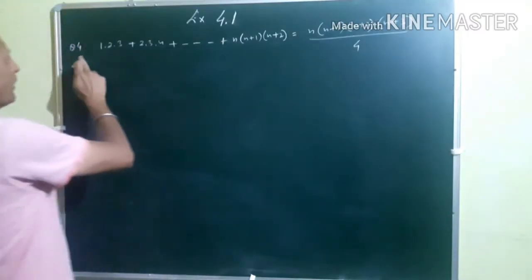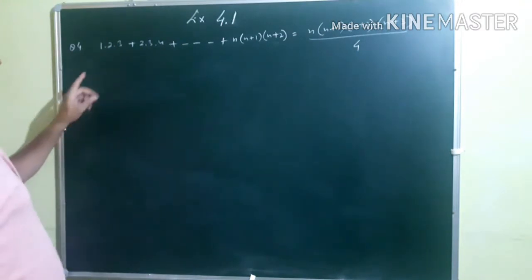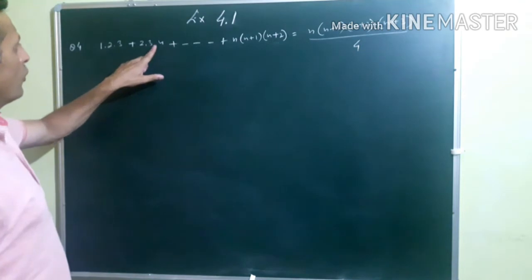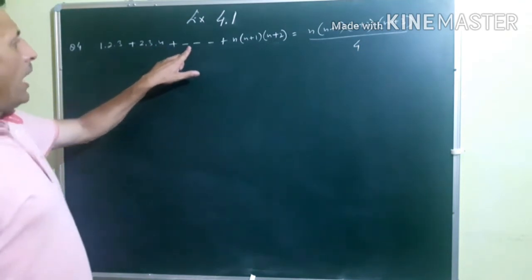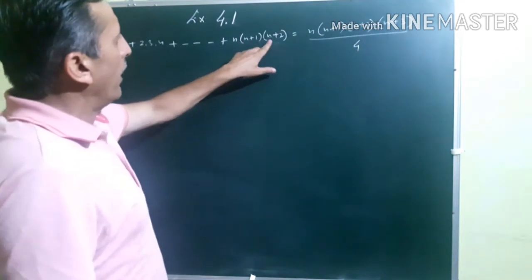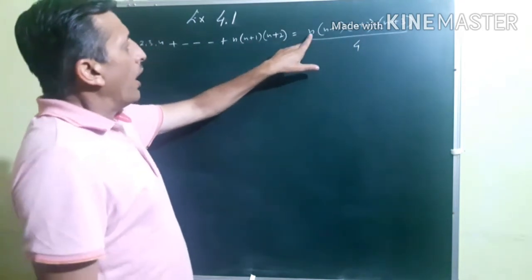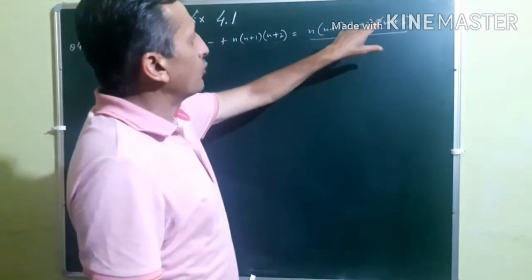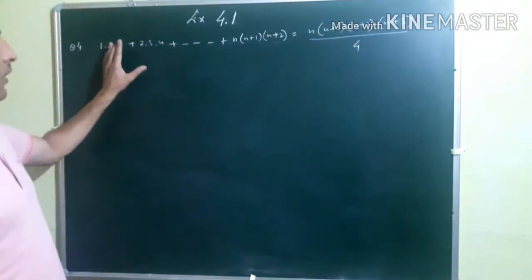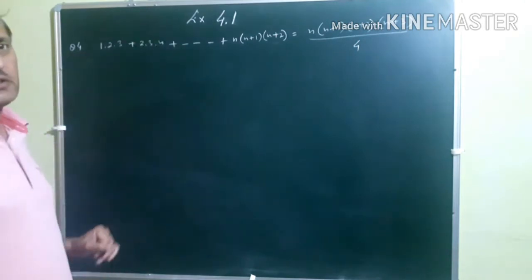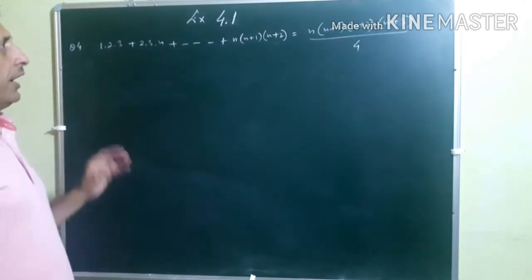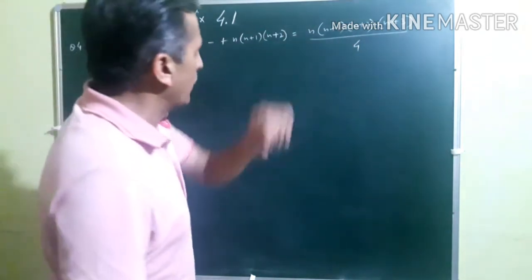Exercise 4.1, and this is question number 4. In this case, we have 1 into 2 into 3 plus 2 into 3 into 4 plus and so on plus n into n plus 1 into n plus 2 is equal to n into n plus 1 into n plus 2 into n plus 3 upon 4. Once again, the left hand side is given and the right hand side is given, and the terms are finite, and we have to verify this result.